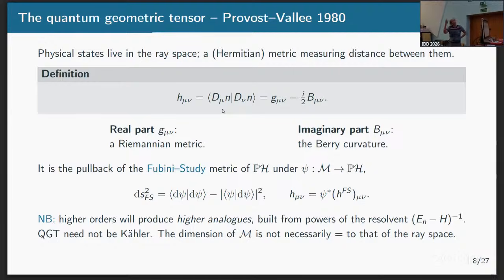Just a reminder, our physical states, the electronic states, live in a ray space. Your Hilbert space is a projective space where you have defined a metric, which in the solid state community is called the quantum metric. It's gauge covariant, it's a measure of the distance on your Hilbert space, where this is a Hermitian metric. So the real part is a standard Riemannian metric, while the imaginary part is coming from the Berry curvature.